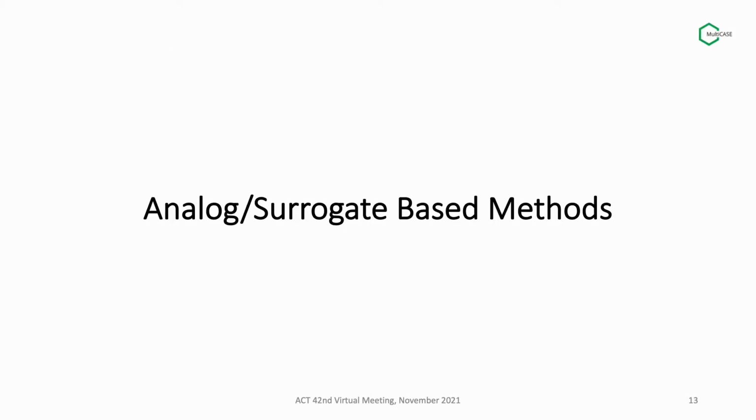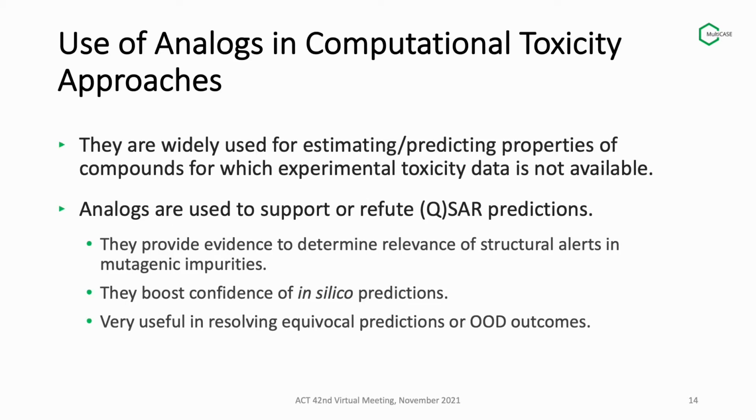In the next few slides, let me talk in a little more detail about using the analog or surrogate based methodologies to predict properties of untested nitrosamines. Analog based approaches are not new in computational toxicity, and they are widely used for estimating or predicting properties of compounds for which either there are no experimental data available or the available data is not adequate. In terms of QSAR predictions, analogs are commonly used to either support the predictions or to refute the outcomes.